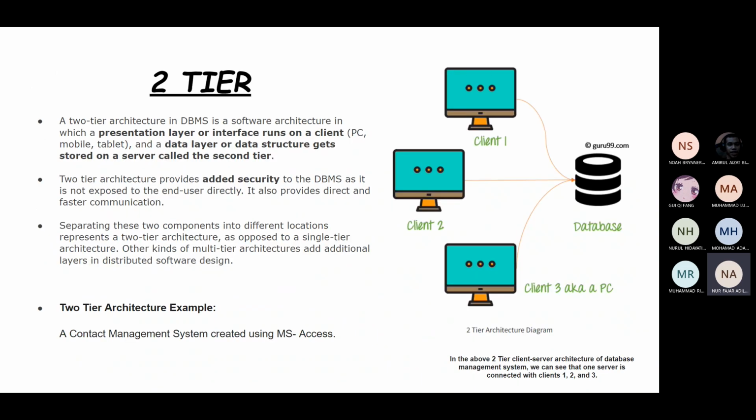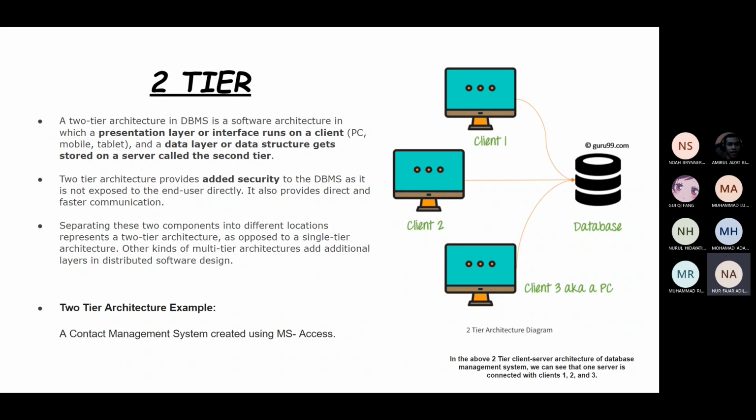A two-tier architecture in DBMS is a software architecture in which the presentation layer or interface runs on a client, such as a PC, mobile, or tablet, and the data layer or data structure gets stored on a server called the second tier. Two-tier architecture provides added security to the DBMS as it is not exposed to the end user directly. It also provides direct and faster communication.